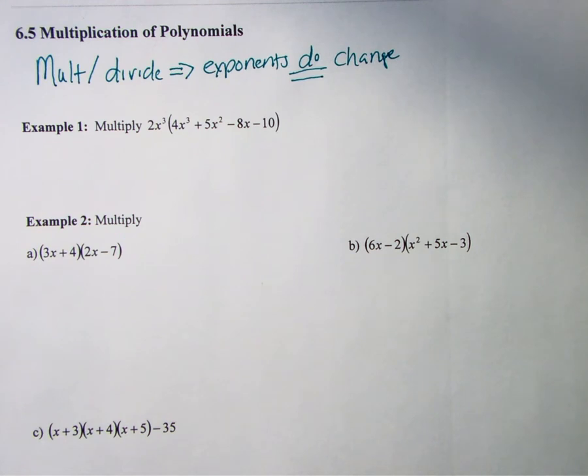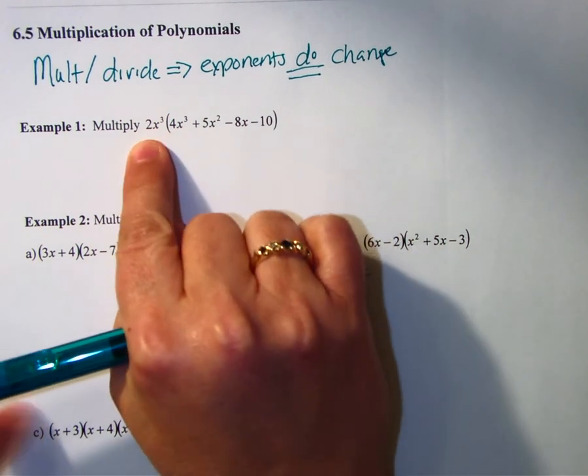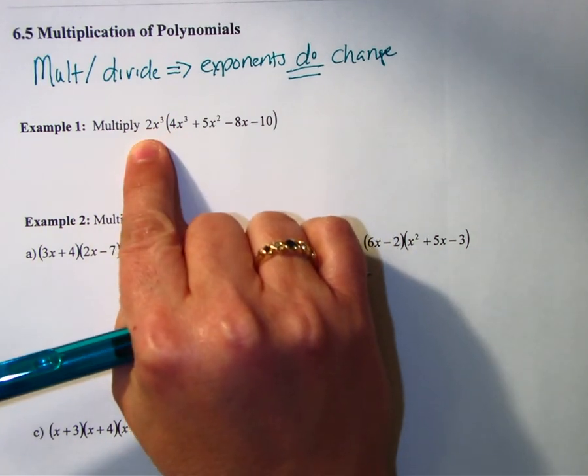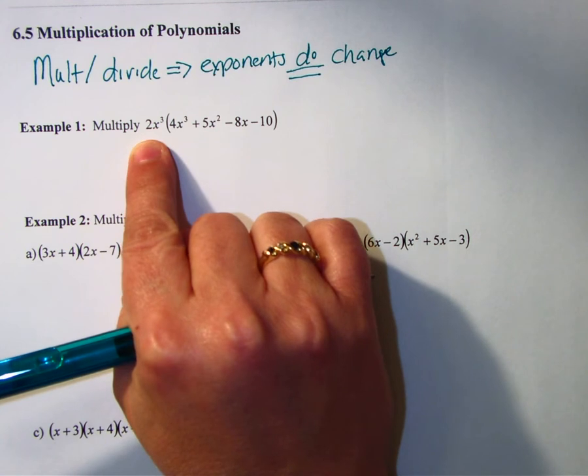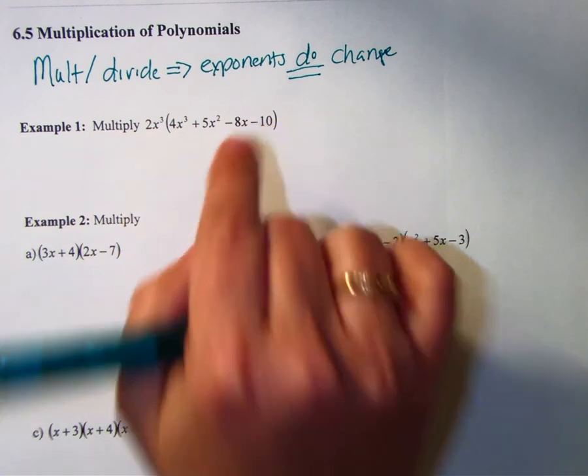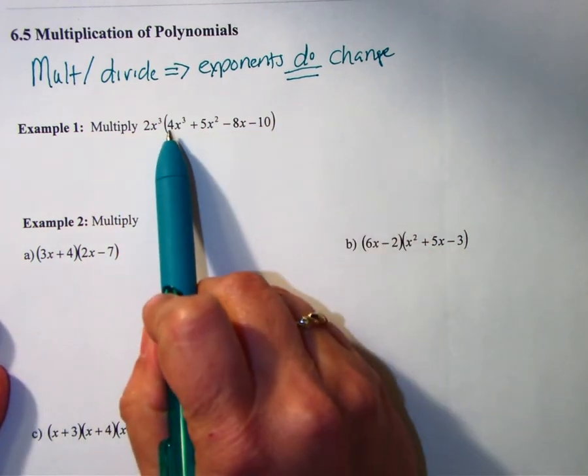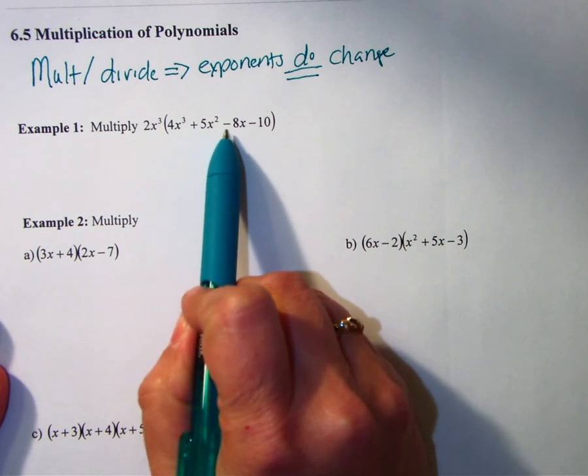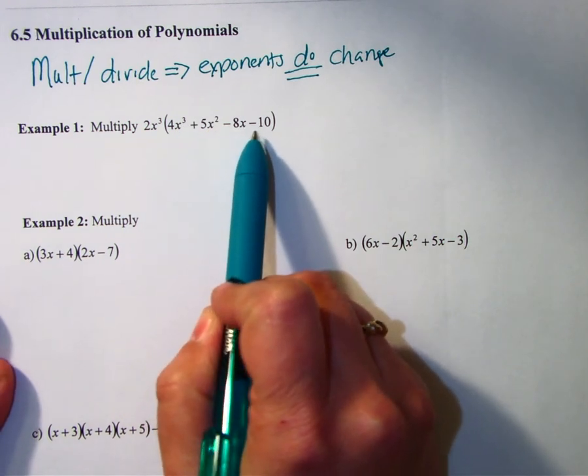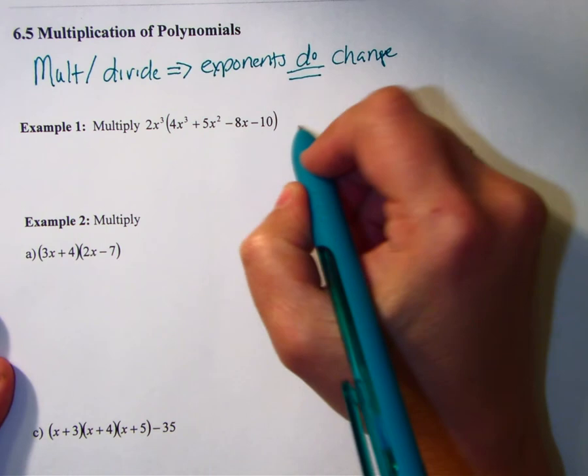So we're going to start off with something relatively easy. We've got a monomial, that is, it only has a number and a variable, and we're multiplying it by a polynomial. In this case, it has four terms: 4x cubed plus 5x squared minus 8x minus 10. Okay, what we're going to be doing here is the lovely distributive property.